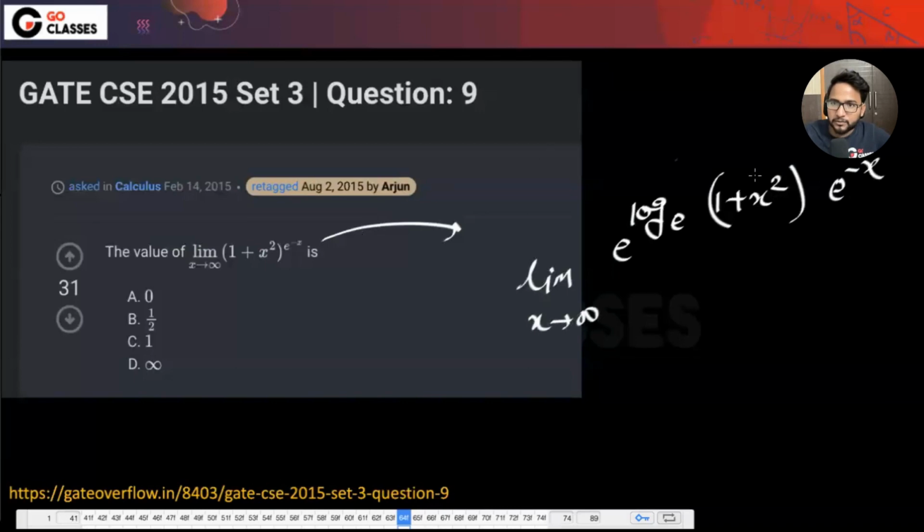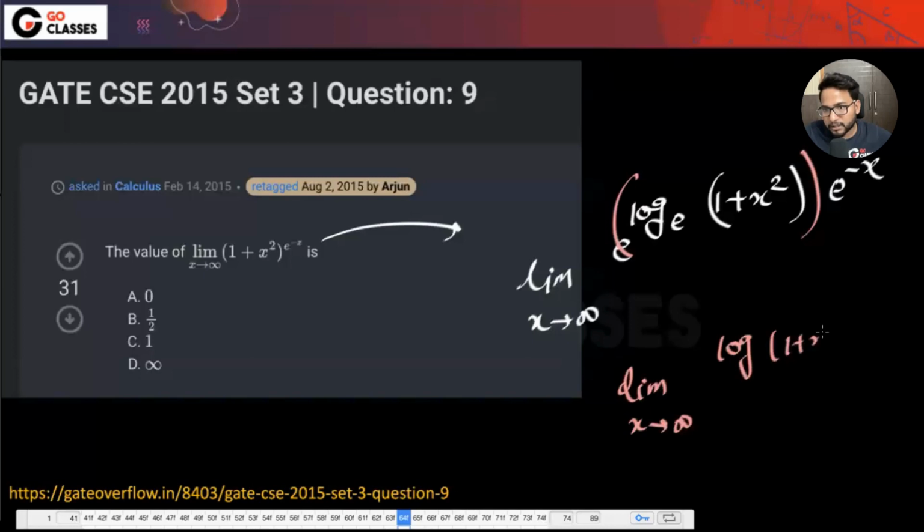Now, this e power minus x is in the power. So basically now you got it in multiplication. If you put x tends to infinity here, then this is infinity into 0. So now finally, can you solve this separately? Limit x tends to infinity of log(1 plus x square) upon e power x. Let's suppose whatever this quantity is, then finally you will make it e power to get the final answer.